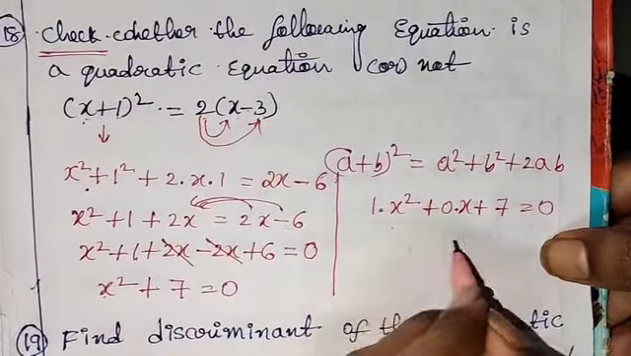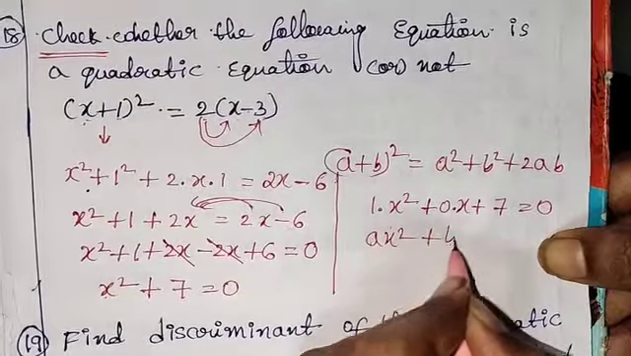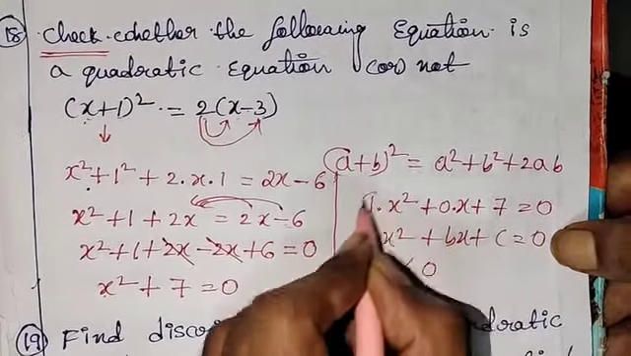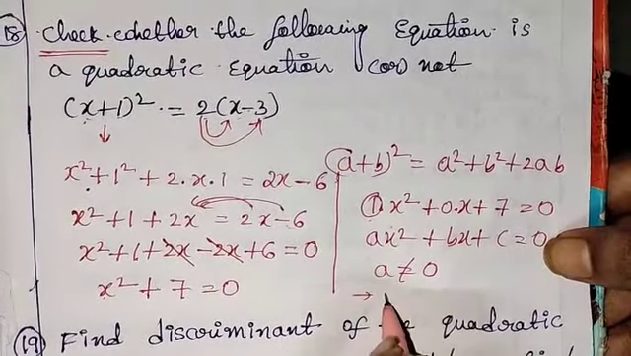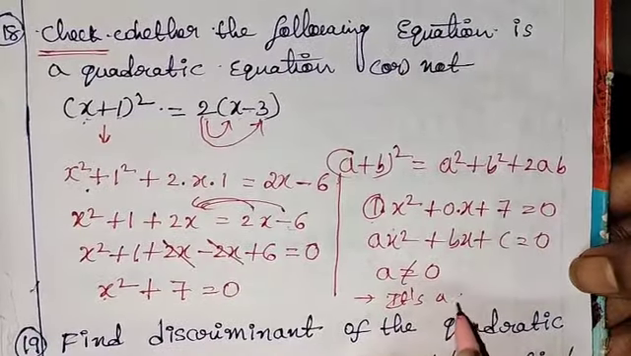Okay. So this equation is in the form of ax square plus bx plus c is equal to 0, where a is not equal to 0 because here a value is 1. Therefore the given equation is a quadratic equation. It's a quadratic equation.